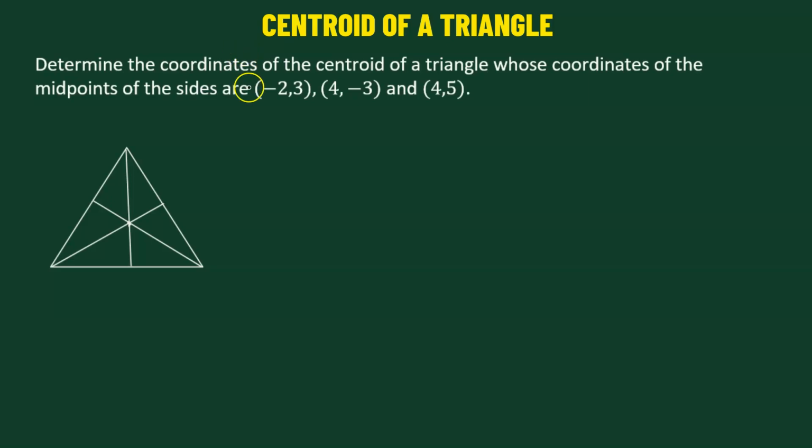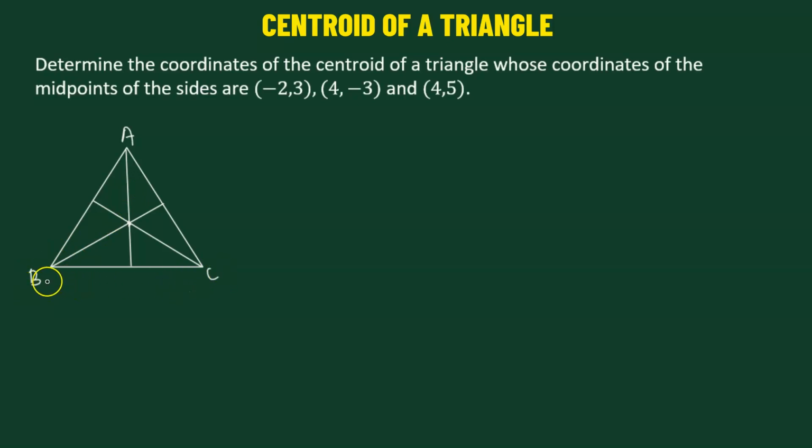So in this problem, we need to determine the coordinates of the centroid of a triangle whose coordinates of the midpoints of the sides are given: (-2, 3), (4, -3) and (4, 5). Let us begin by first considering a triangle with vertices A, B and C.